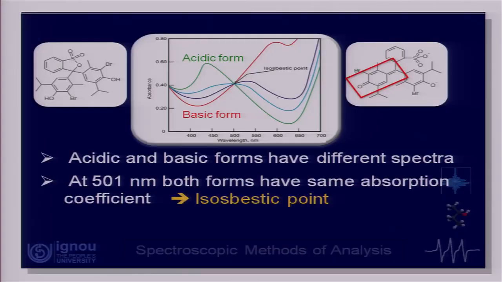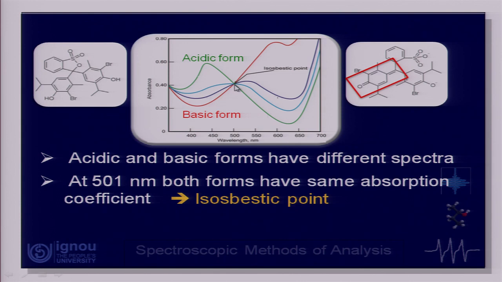In such cases, there may be a certain wavelength. Say in this case, this happens to be about 501 nanometer. At this wavelength, the molar absorptivity of the acidic form and the basic form happens to be the same. So, that means at this point the absorbance does not change with the medium. That means you take any pH, this absorbance does not change. And such a point is referred to as the isosbestic point.